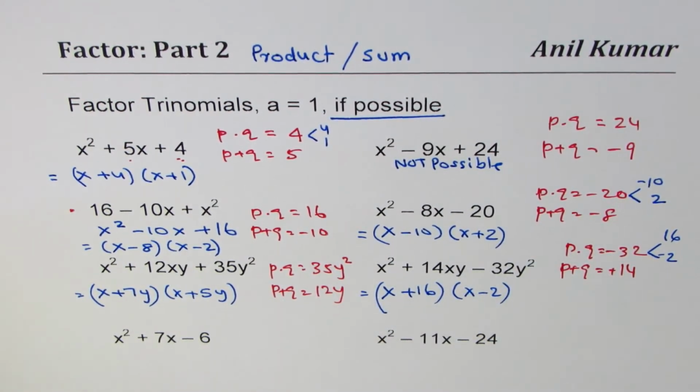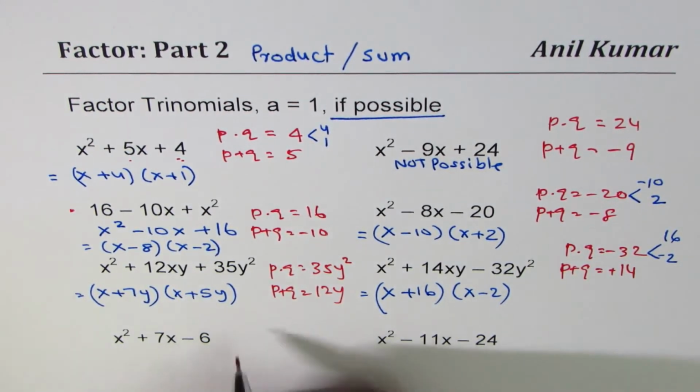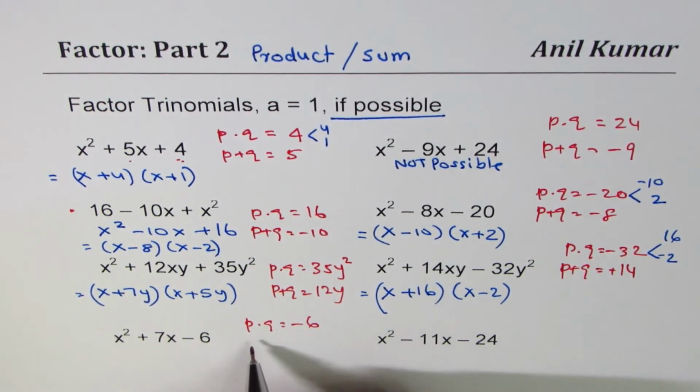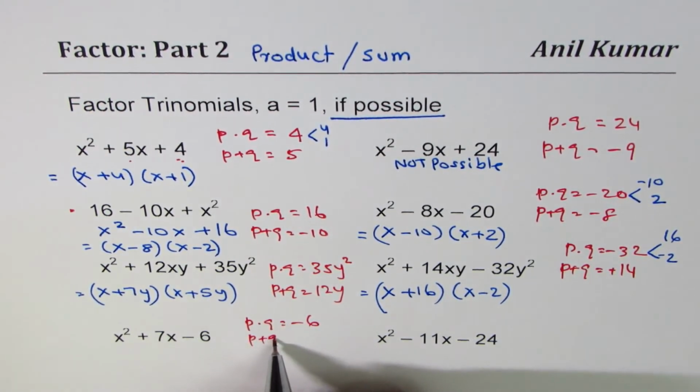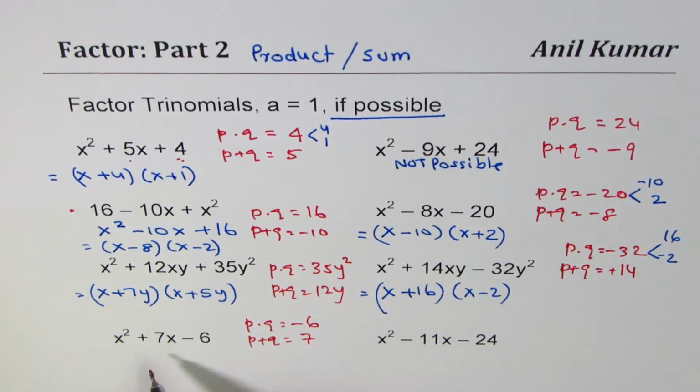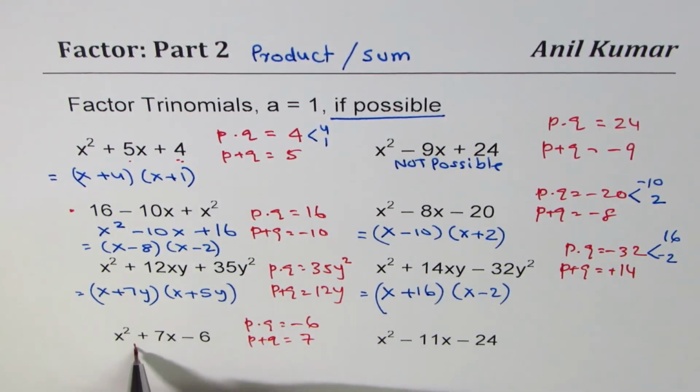Is it okay? Here we have x squared plus 7x minus 6. So we're looking for a product of minus 6. So two numbers with opposite signs and a sum of plus 7. So plus 7 you can only get if I do 6 times 1, both positive, which is not possible. So that is not possible, right?